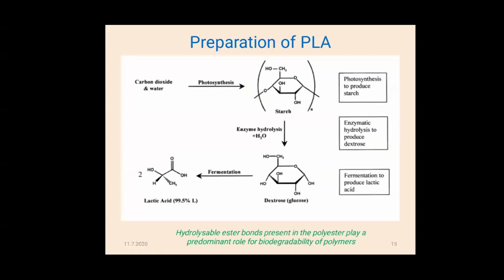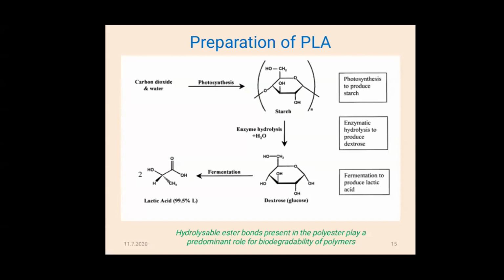Then how is it prepared? From carbon dioxide and water, through photosynthesis, we get starch. From the starch, through enzyme hydrolysis, we get dextrose. Through fermentation of dextrose, we get lactic acid. The purest form of lactic acid, 99.5, was patented by NatureWorks.